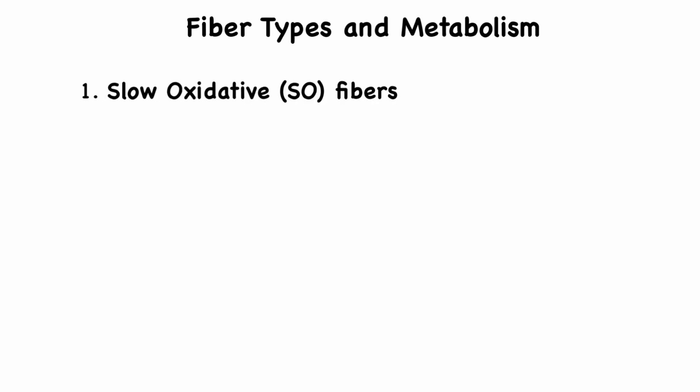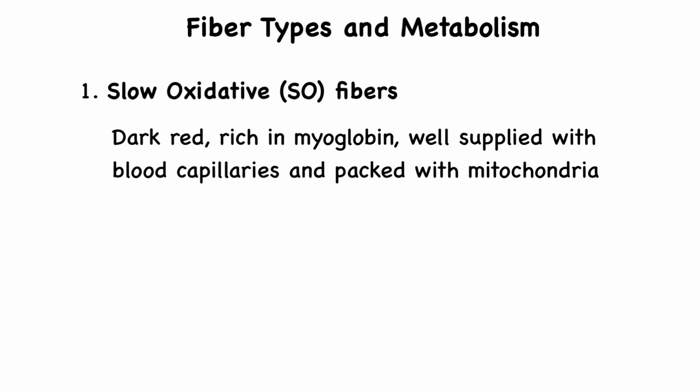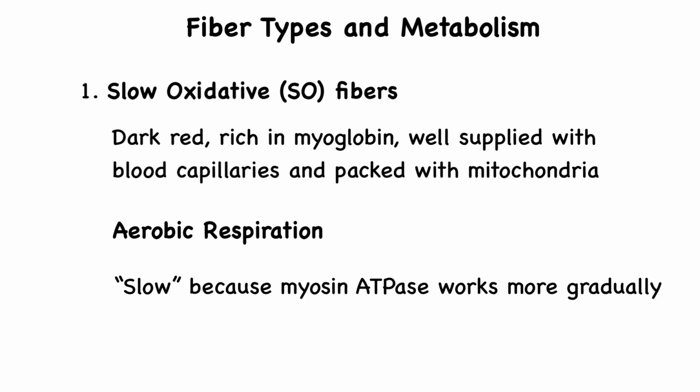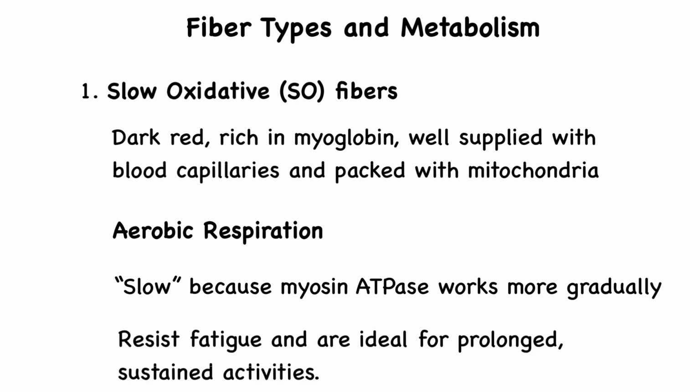The first are slow oxidative fibers. These fibers are dark red, rich in myoglobin, well supplied with blood capillaries, and packed with mitochondria. They generate ATP primarily through aerobic respiration. This is why they are called oxidative fibers. They are slow because their myosin ATPase works more gradually, making their contraction cycles slower than fast fibers. Slow oxidative fibers resist fatigue and are ideal for prolonged, sustained activities like maintaining posture or running long distances.